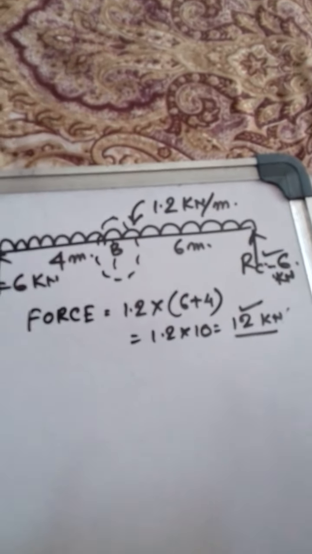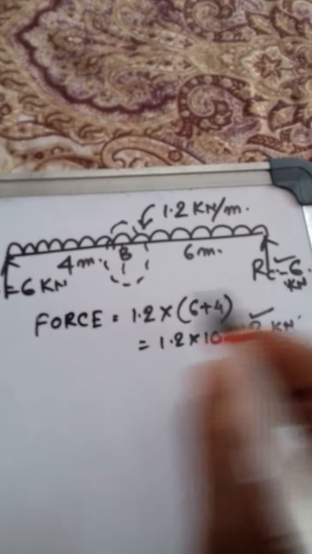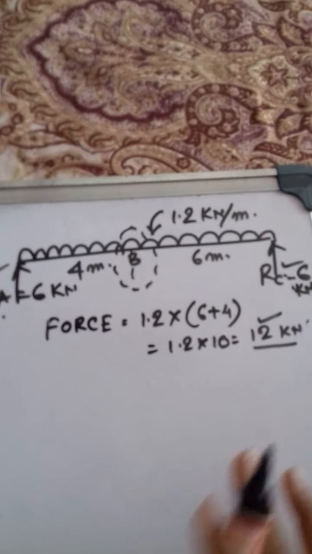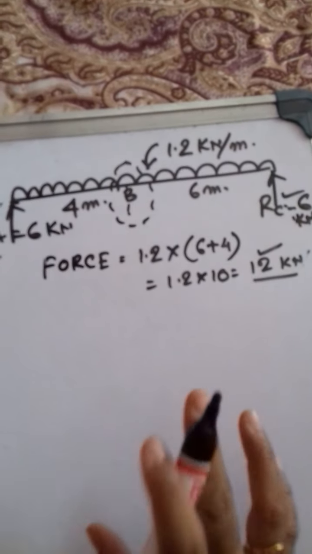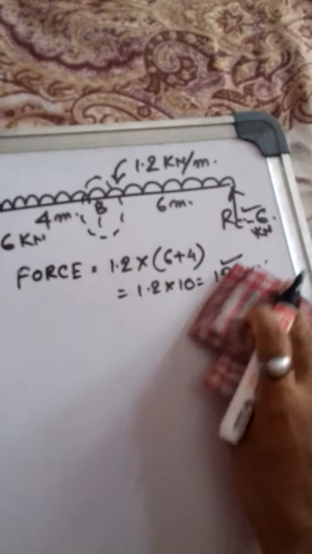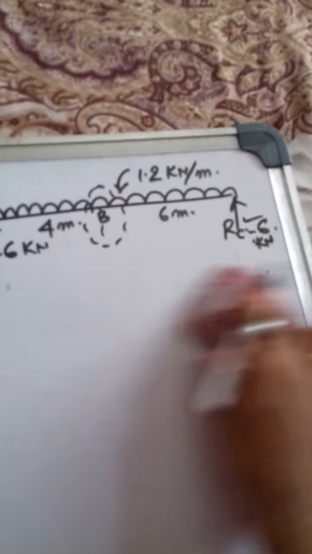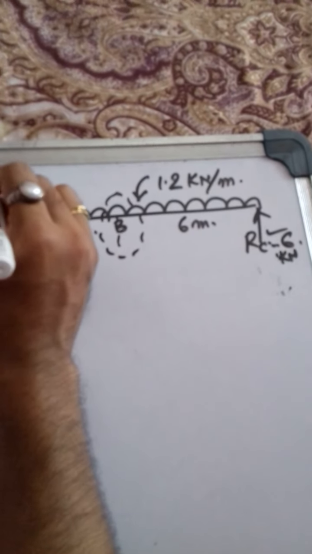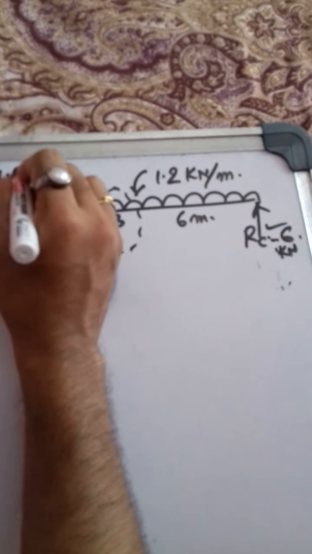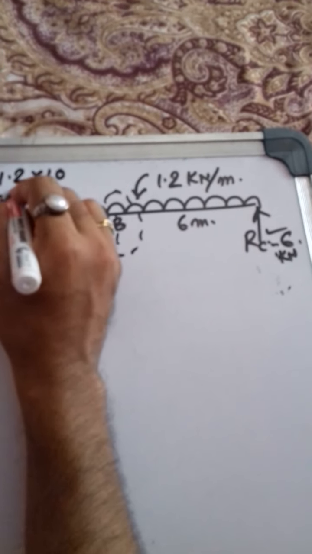Total force is 12 kilonewton. So RA and RC can be equal to 6 kilonewton and 6 kilonewton. I hope it is clear. Okay, now let us mention this so that you will remember. Total force is equal to 1.2 into 10, that is 12 kilonewton.